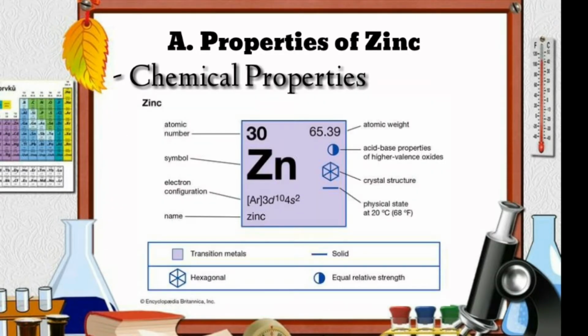Next is chemical properties. Zinc is located in Group 2B of the periodic table. It has an atomic weight of 65.39 and the atomic number is 30. The oxidation state of zinc is +2.